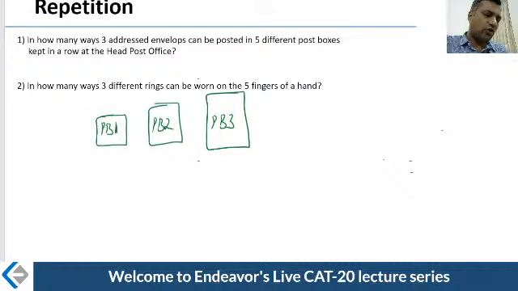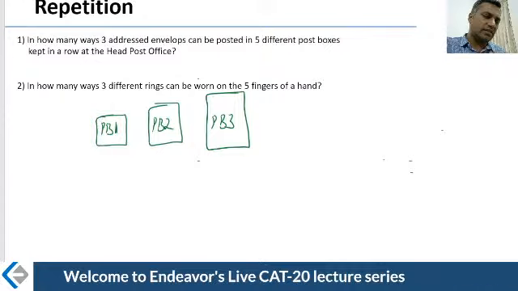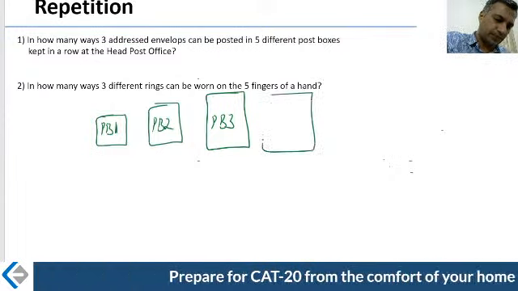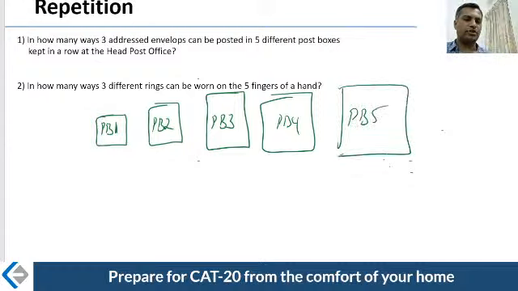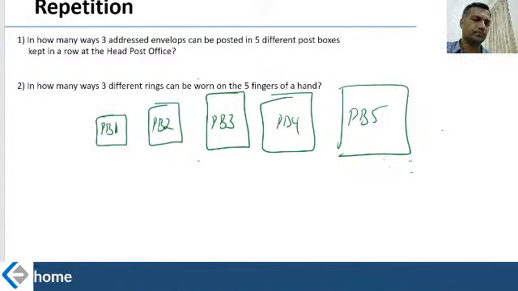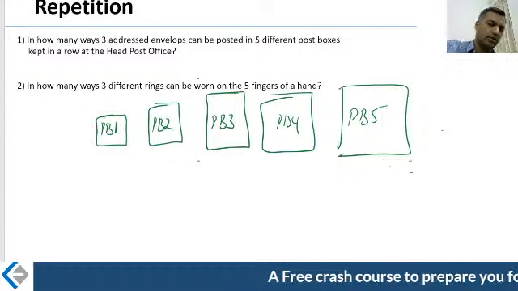How many ways can 3 differently addressed envelopes be posted in 5 different post boxes? All right, there is a post box number 1, post box number 2, and so on up to post box number 5. How many ways could you do this now? Answer this quickly. Very good. Yeah, that's right.